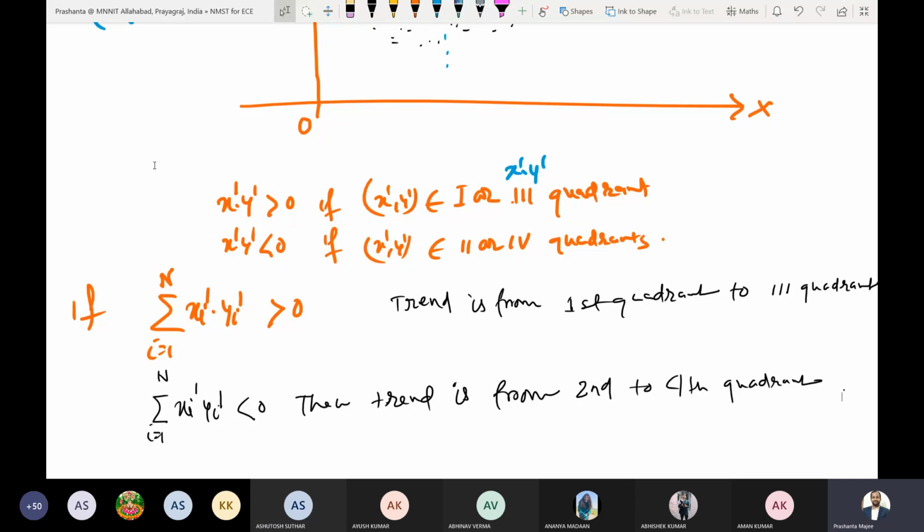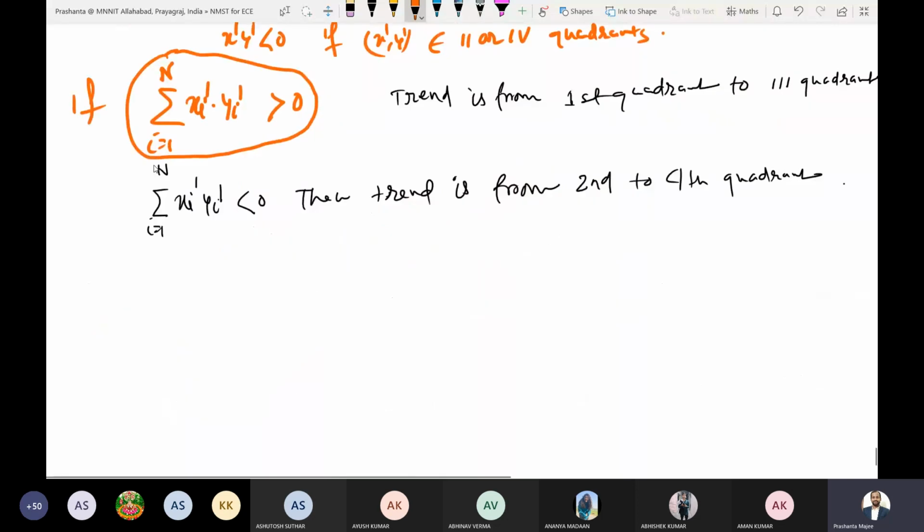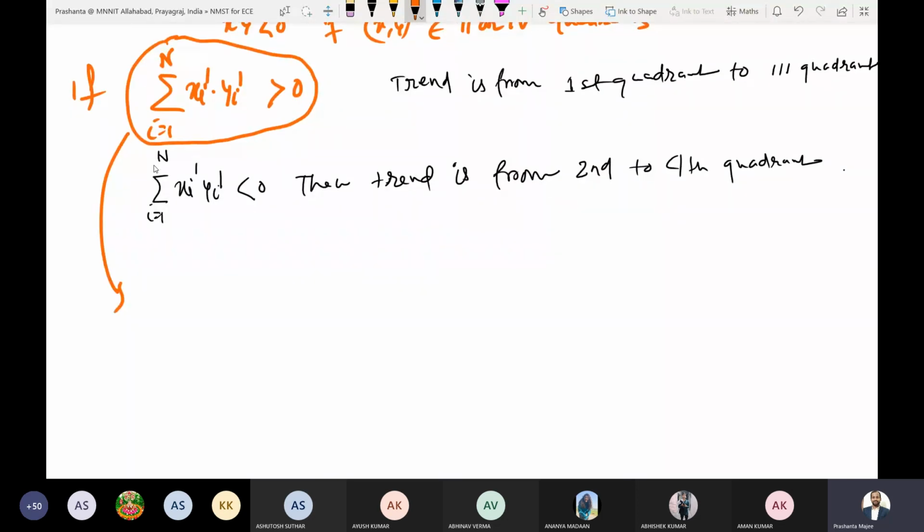So this expression gives a crude measure of the relationship between the x variable and the y variable. Now it has some drawback. This formula, if you replace the values of x dash and y dash, becomes summation i equals 1 to n of xi minus x bar into yi minus y bar.